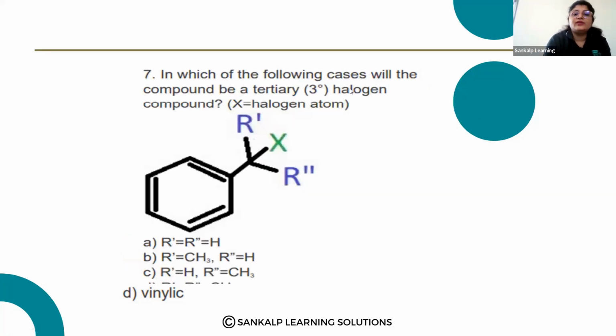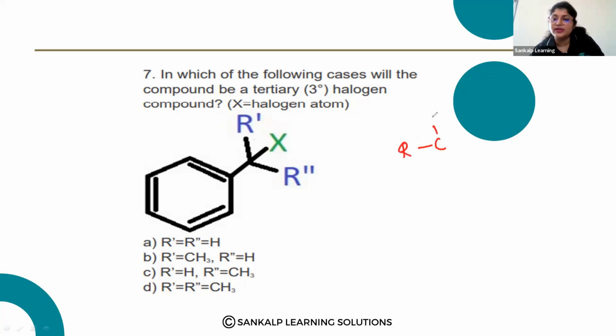Next question. In which of the following cases will the compound be a tertiary halogen compound, if X is a halogen atom? In which case will the following compound be tertiary in nature? We have discussed this in the classification of alkyl halides. Based upon the carbon's substitution, if the carbon is attached to only one alkyl group, then it is primary. This will be a primary alkyl halide.